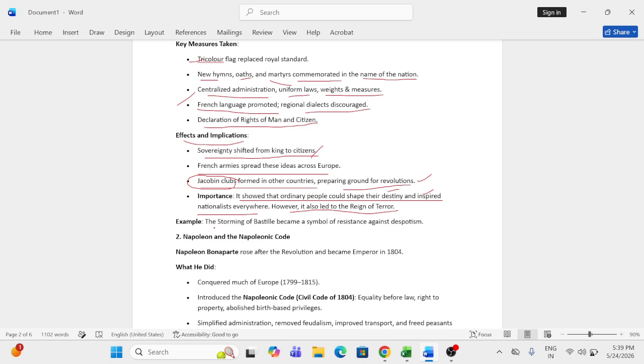Now, the storming of the Bastille became a symbol of resistance against despotism. So the people revolted against the Bastille, or against the government. Bastille was a prison and it was a symbol of royal negative power. So people fought against it. It was a resistance against despotism, meaning all the negative things that they used to do.